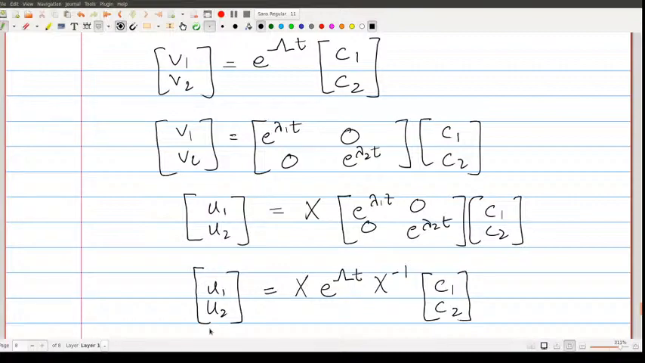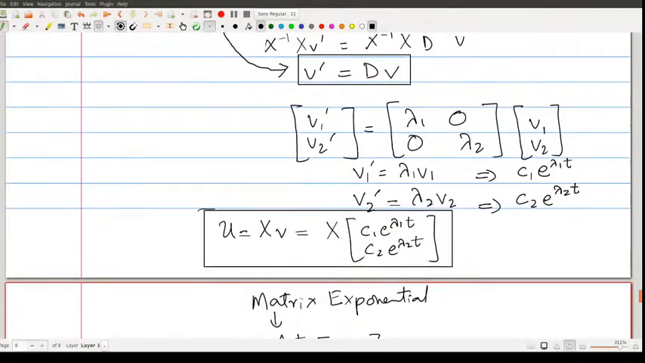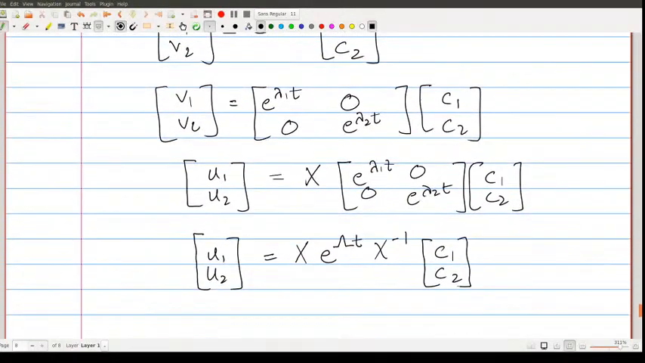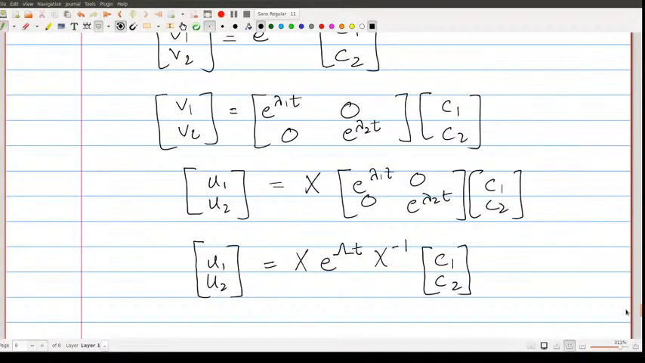Okay. I'm hoping I've done this correctly. Anything missing from this? No, I think that's the right way to do this.